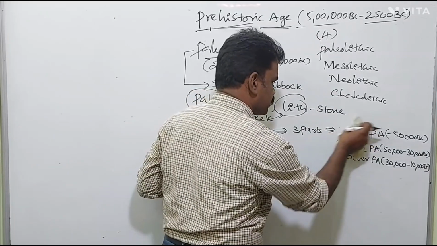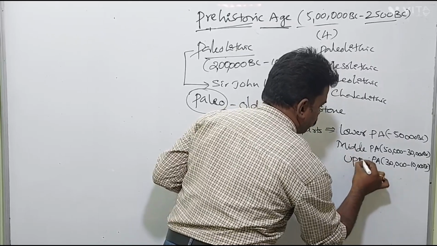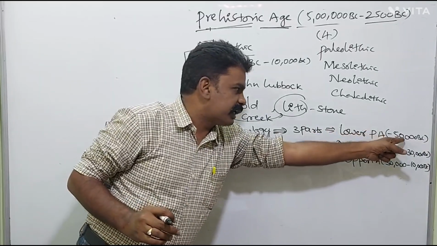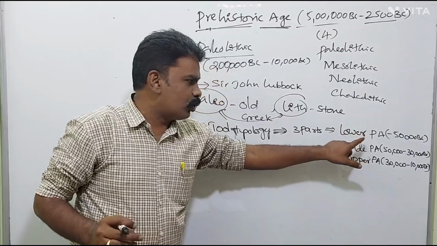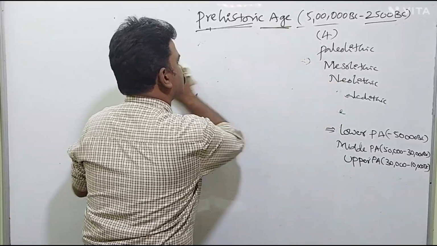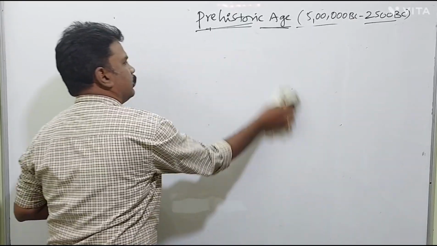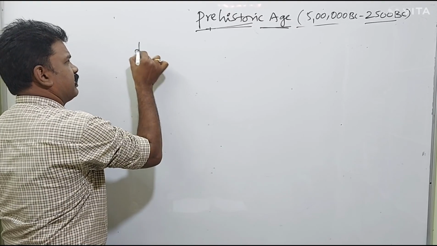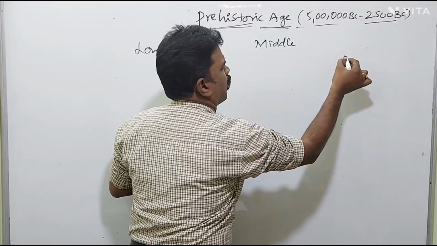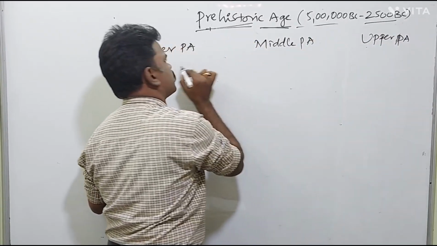I'm very sorry, this is not upper first. Lower is first, and last is upper. I wrote in the reverse order. Please remember, this is the lower Paleolithic age, middle Paleolithic age, upper Paleolithic age. First, the lower Paleolithic age. We will discuss how it continued in India and how the people were working during the time of the lower Paleolithic age. We will come to the differences of all these things.